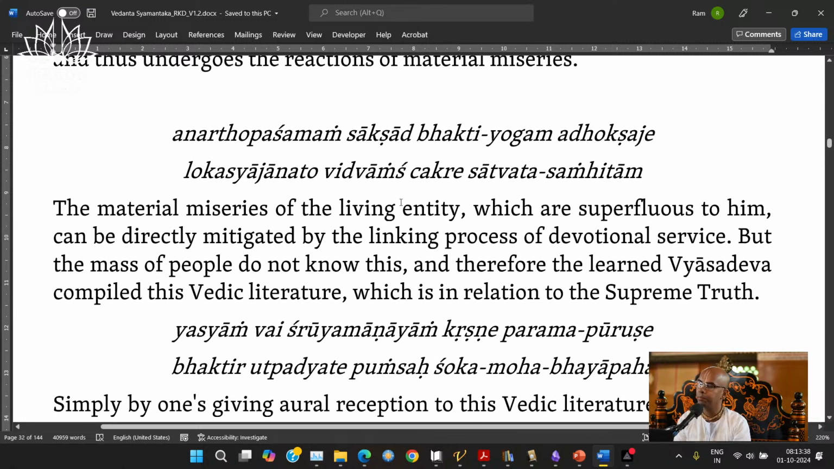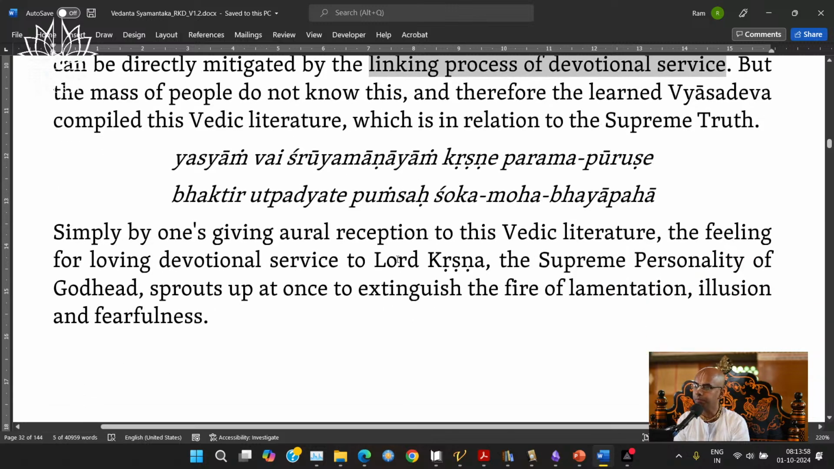So how can the material miseries of the living entity be directly mitigated? How can karma be reduced to zero, right? It can be negated, it can be completely wiped out. Because we saw, of these five tattvas, karma is the only thing which is not permanent, which has an end. So how can it be done? By the linking process of devotional service.